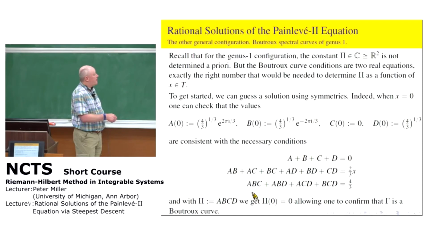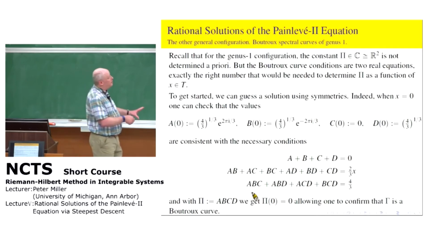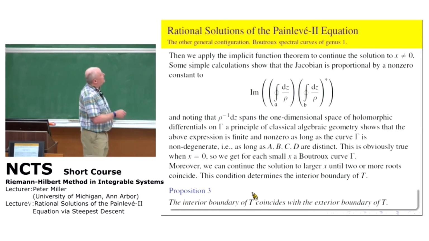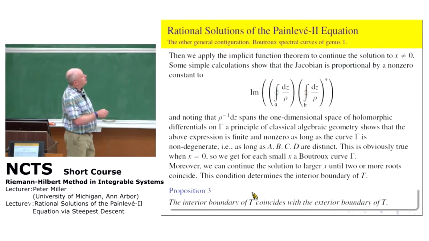And also with pi being the product of the 4 roots, we get that pi of 0 is exactly 0. And that allows us to check that gamma, with these endpoints, these branch points, is a Boutroux curve. We can just check that the integrals are both purely imaginary. Okay. So then we need to somehow continue that solution to hopefully the rest of the triangle.